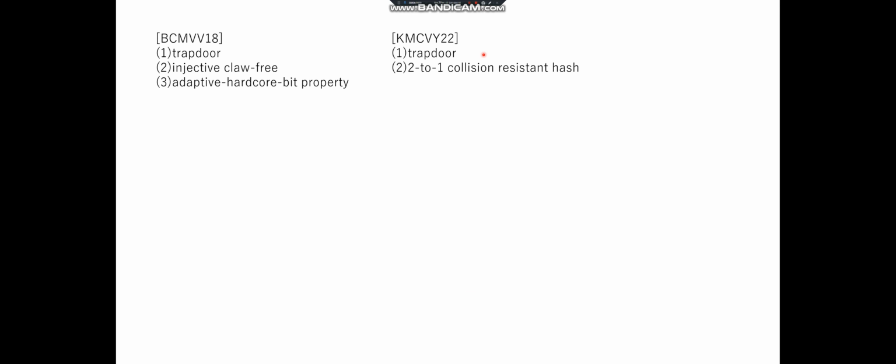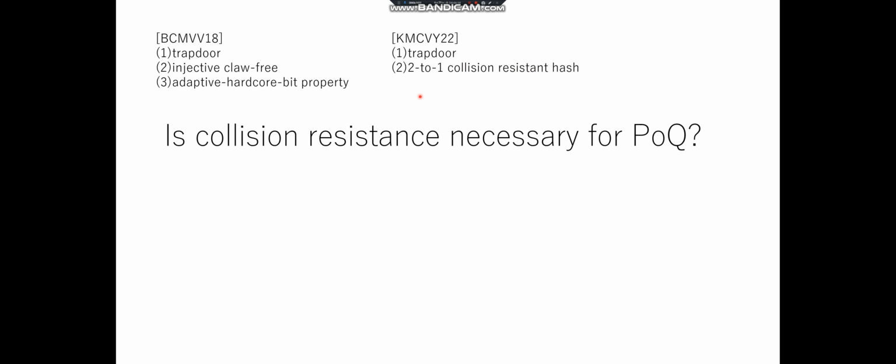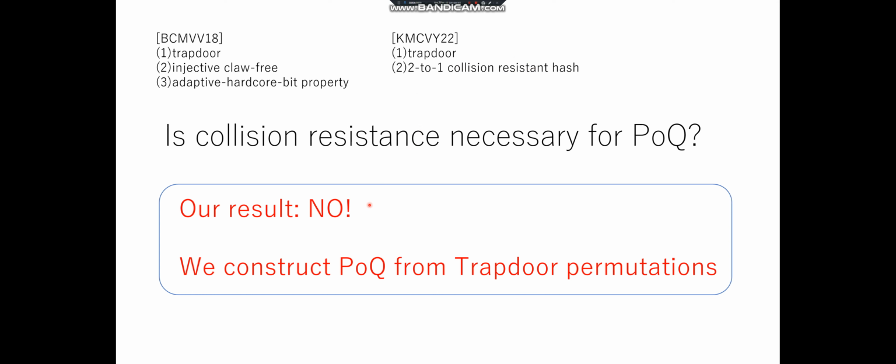I have explained the previous two constructions of proofs of quantumness. The first construction assumed the claw-free property, and the second construction assumed the collision-resistant property. So this suggests the following natural question: is collision resistance really necessary for proofs of quantumness?